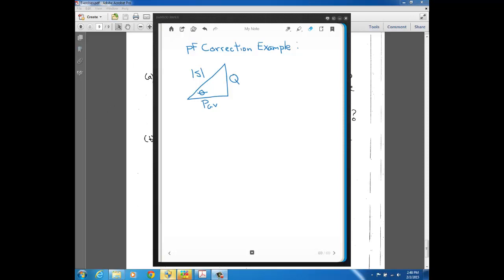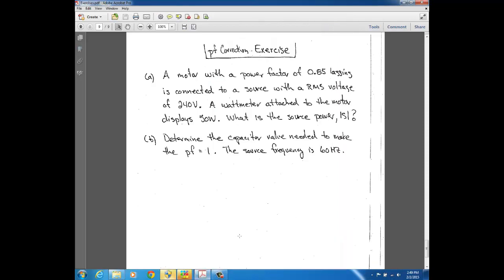In this video we do another power factor correction example, and anytime you're doing one of these types of problems it's always good to draw out the power triangle like I did right here. And then here's the problem. Okay, it's an exercise that's on Polylearn.